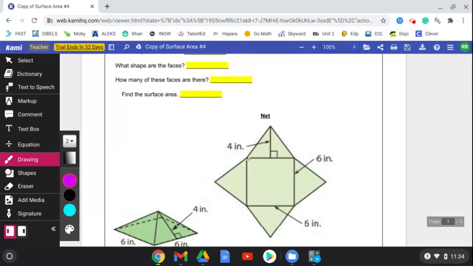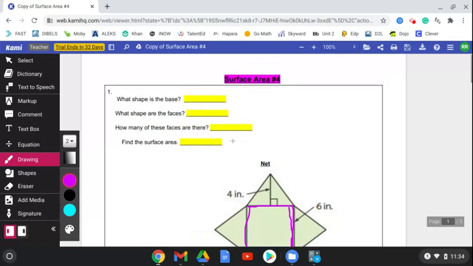Okay, here's the base. All right, and what shape is this? It looks like it's a 6 by 6. It's a 6 by 6, and so that would be a square, right? Every side is the same length, and so the base is a square.